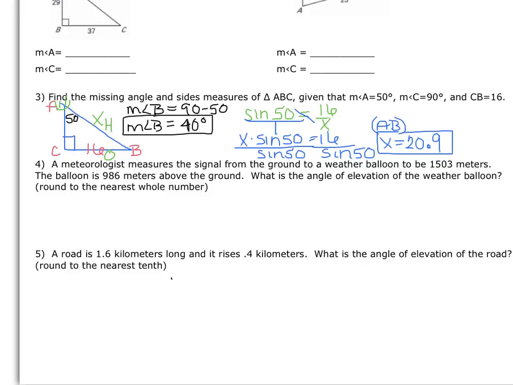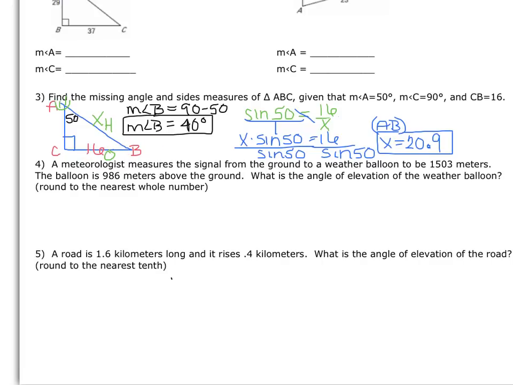Now we have a couple of different options here, because now you know that this side is 20.9 and this side is 16. We still need to find side AC. So you have two options. You can do trig again to find AC, or if you like Pythagorean theorem better, then you can do Pythagorean theorem because you have your hypotenuse and a leg. So you can square this, subtract this squared, and so forth and so on.